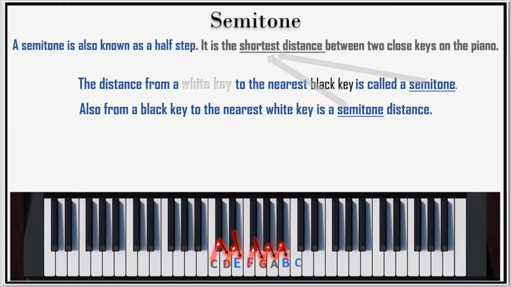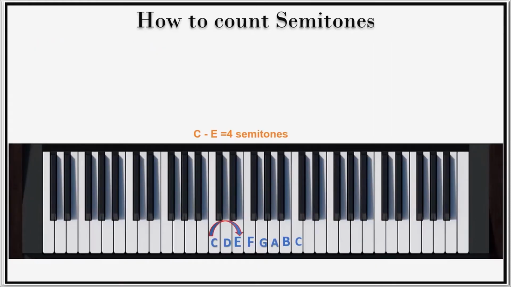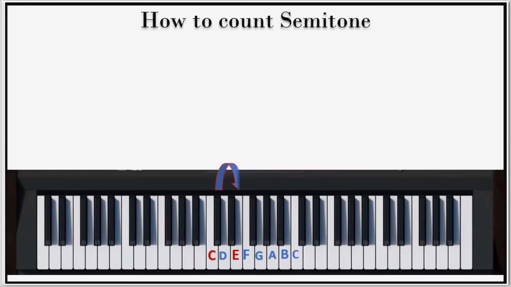Now, let's learn how to count the number of semitones between two keys that are far apart. Take for instance, from C to E is 4 semitones. This is very easy to count. See how it was counted. Because I want to count the number of semitones contained between C and E, I simply started counting from the key immediately after C, which is a black key, to E, which resulted in 4 semitones.